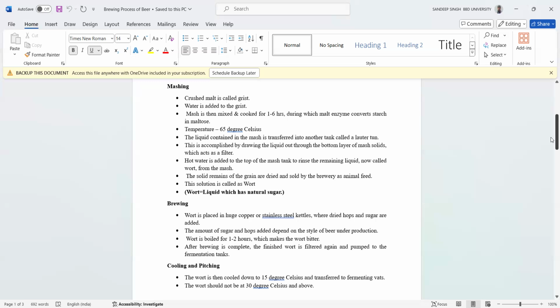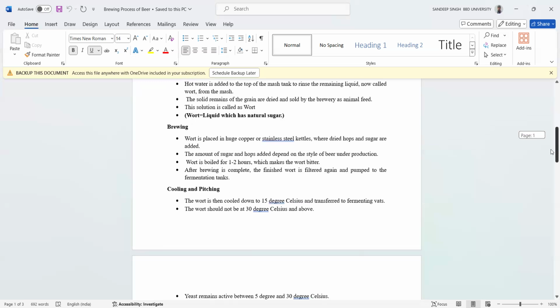The solution is called wort. Wort means liquid which has natural sugar. And the next one is brewing.